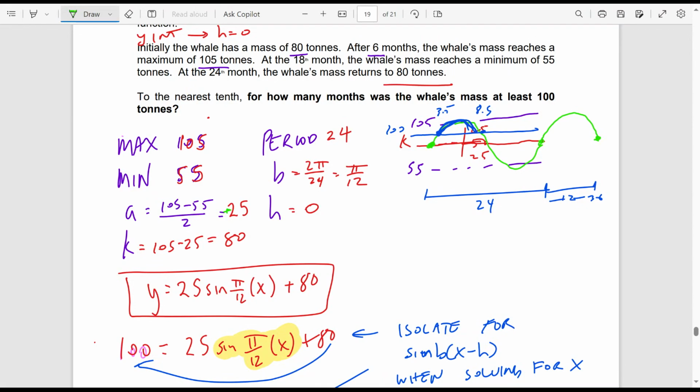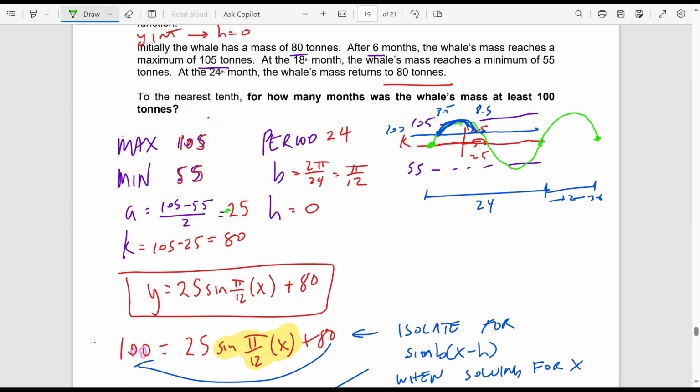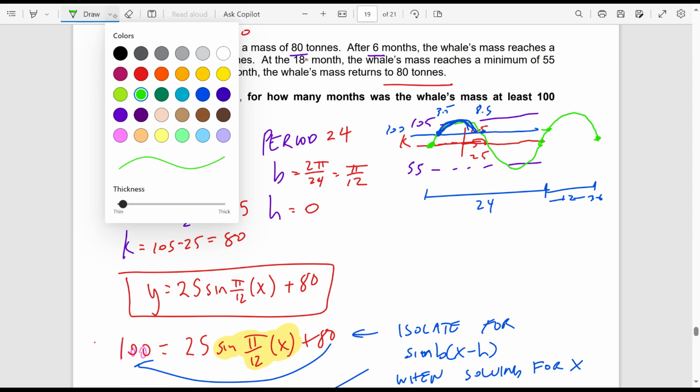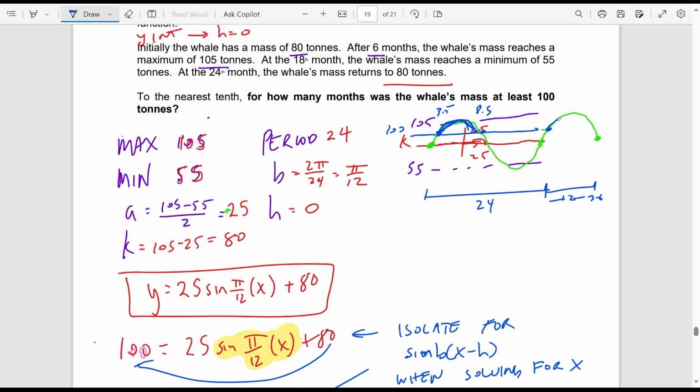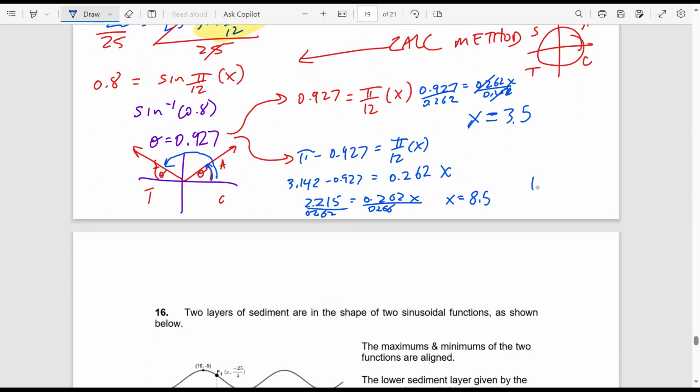So over the time period of 36 months, it wasn't just 3.5 to 8.5. We also had to take into account this section as well. If this distance was 5, this distance is also 5, meaning in total it would be 10 months that she was above 100 during the 36 months that we looked at.